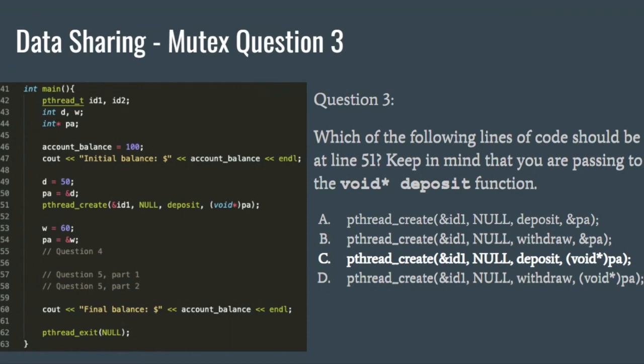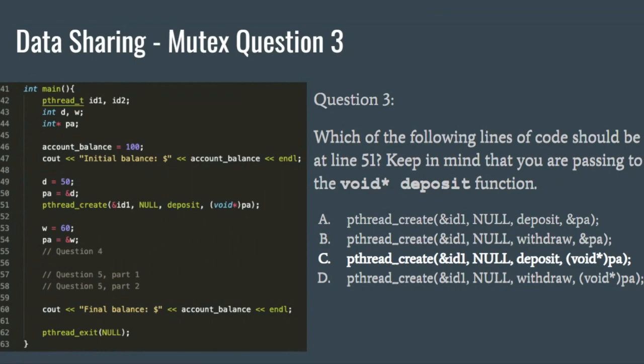Is that because of what's on line 50, or line 44? Line 44 is just declaring PA as an integer pointer. You give PA a value at line 50: you set it equal to the memory address of the deposit. That's why we use void star PA there. You could also just use D directly instead of PA, but you need to put the ampersand as well. So it'd be void star ampersand D.